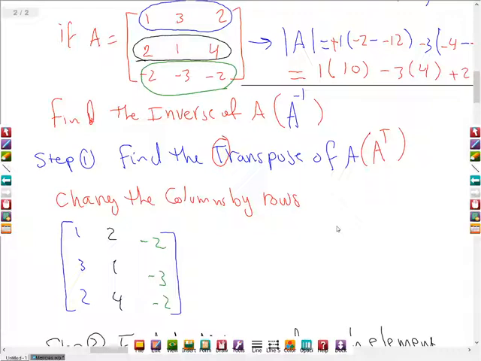I'm sorry, just one second, guys. Let me just fix something. Just hold with me one second.